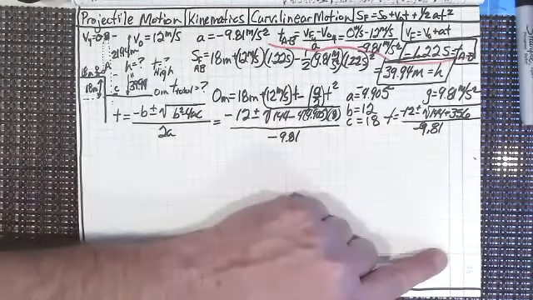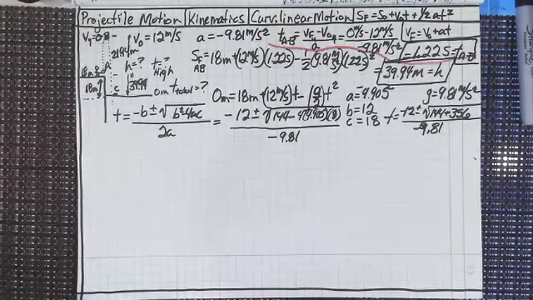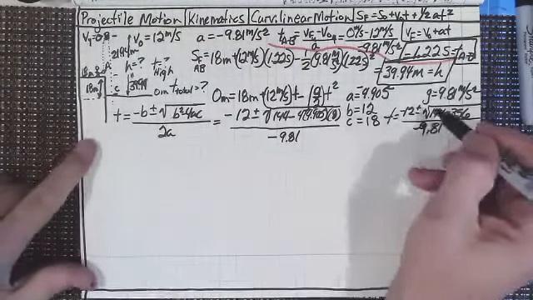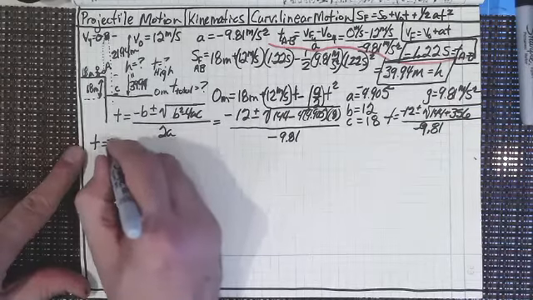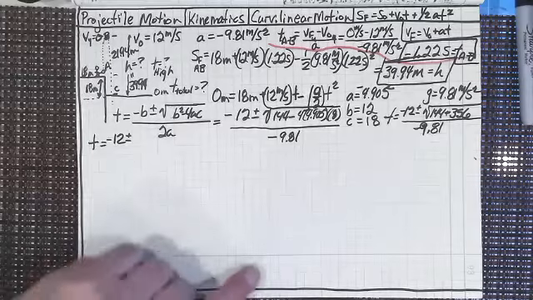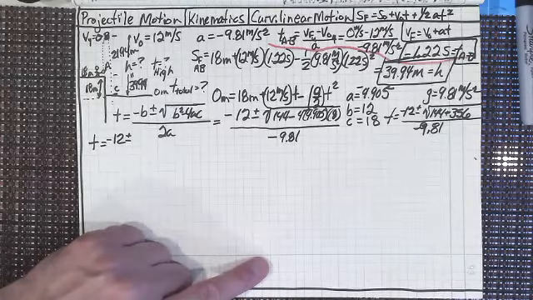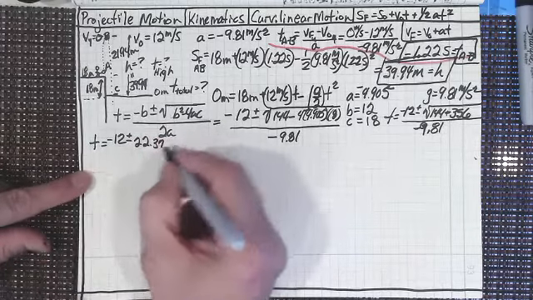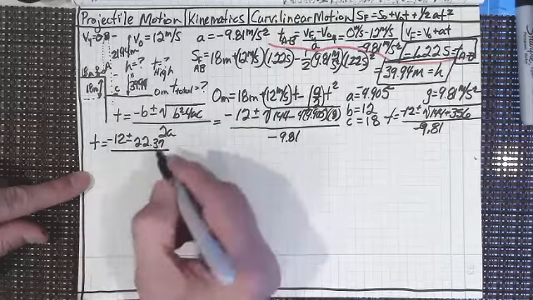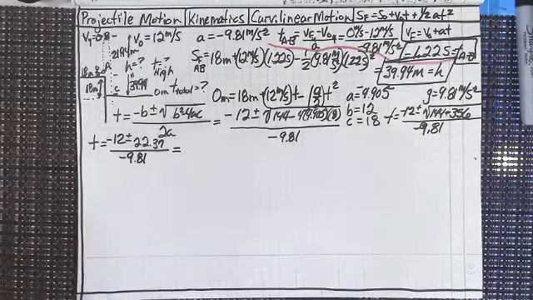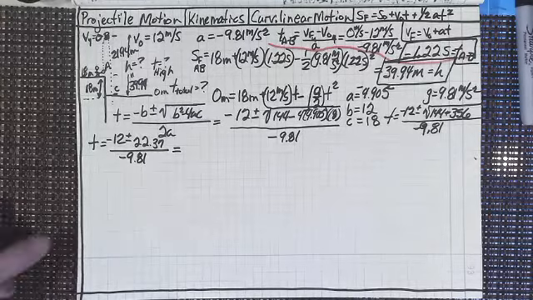So 144 plus 356. That gives me 500. So t equals minus 12 plus or minus the square root of 500. Who would have thought? That's 22.37. 22.37 divided by minus 9.81.